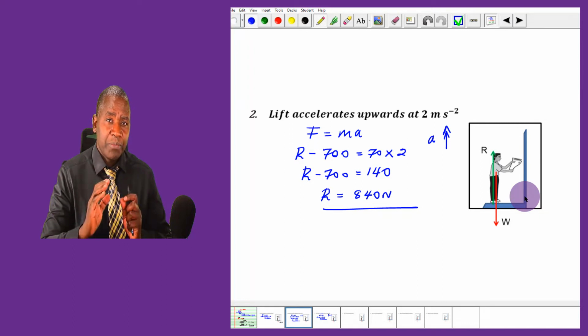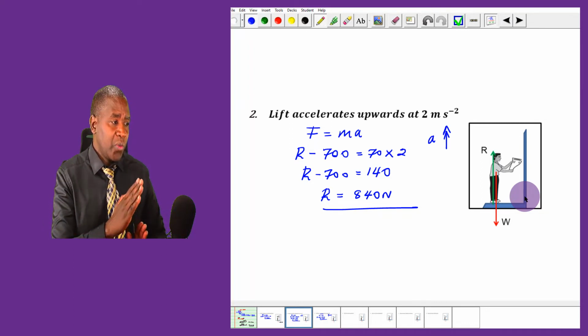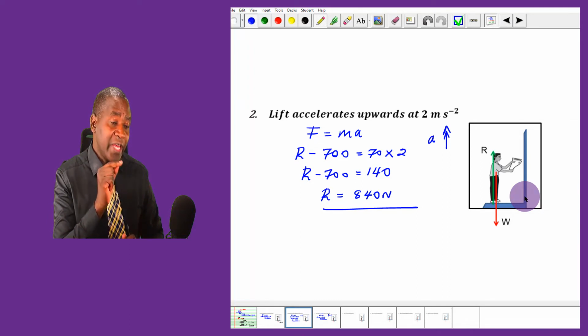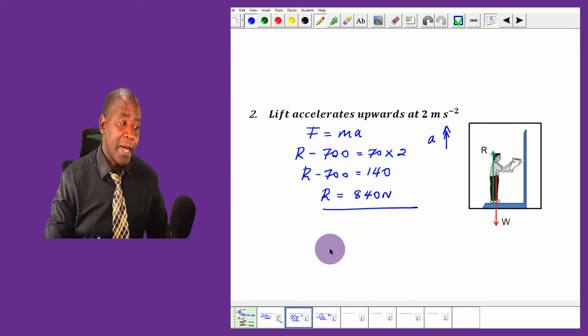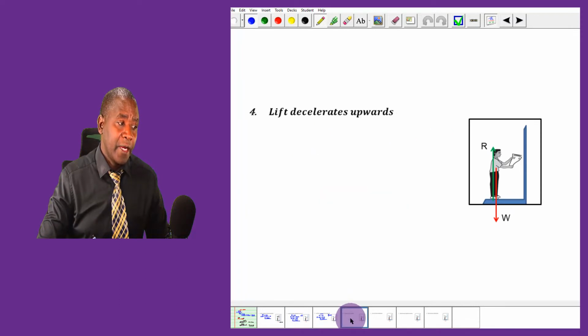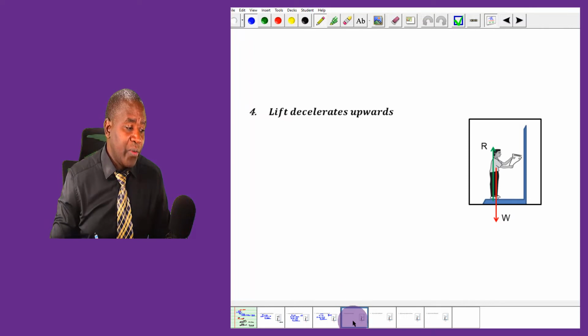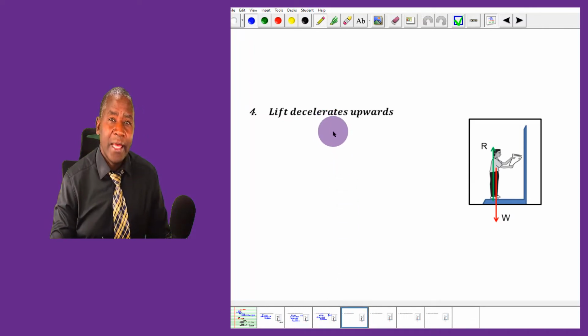So let's put a few points together. When the lift is accelerating upwards, the value of the reading depends on the acceleration. When the acceleration has a higher magnitude, the value of R is going to be higher and higher. Now let's go back to where we were. We were looking at a situation where it is decelerating upwards.